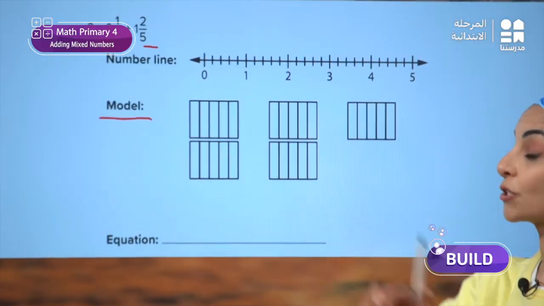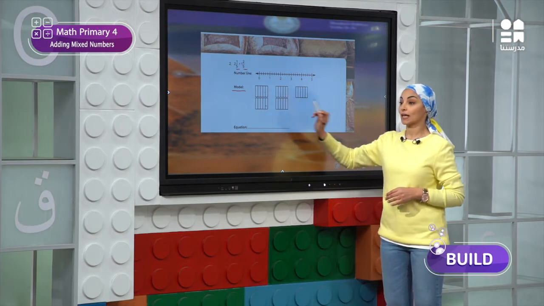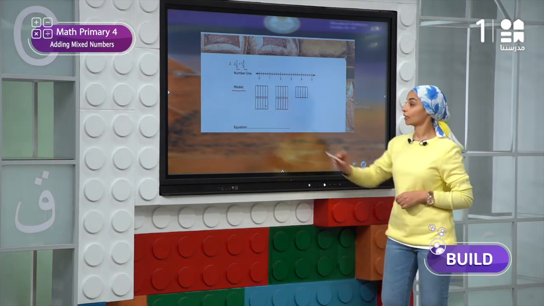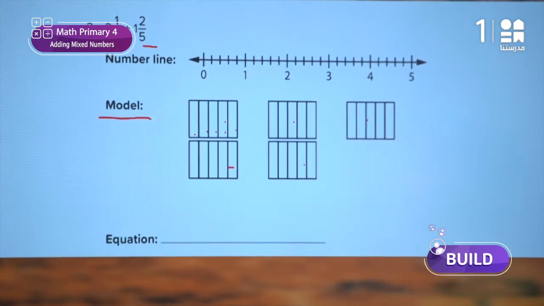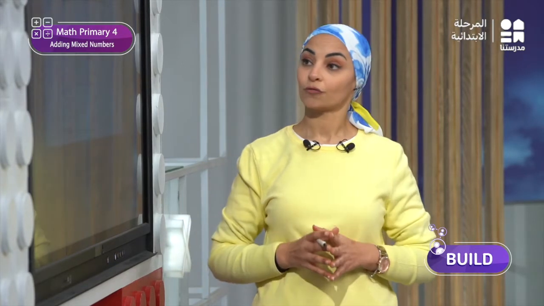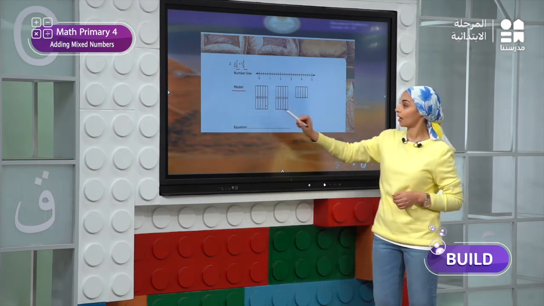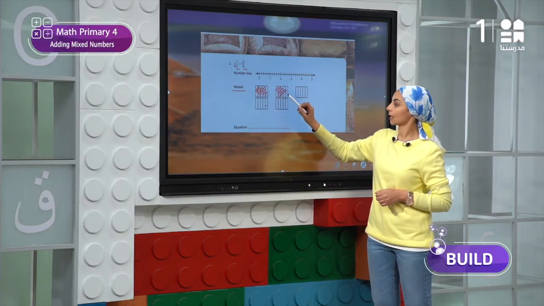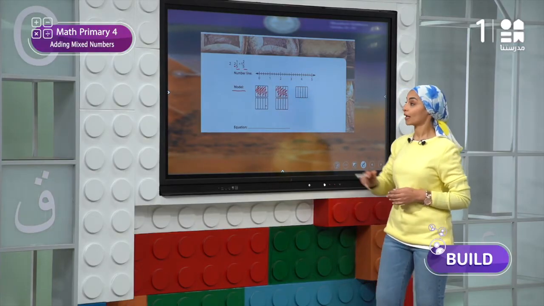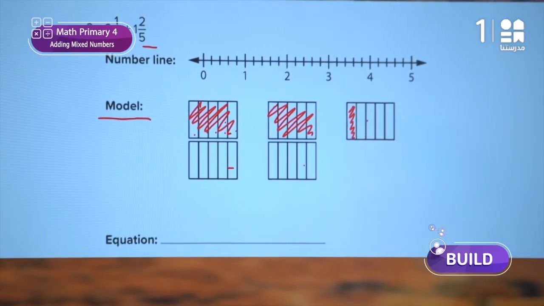This one I will start with the models. Now I have here 5 models as you see, divided each one into 5 parts: 1, 2, 3, 4 and 5. We will use them to represent the mixed number. First we will color 2 and 1 over 5. That means I will color 2 wholes, right? So I will color the first whole and the second whole in red. And what else? And 1 over 5, so I will color one part only out of 5.